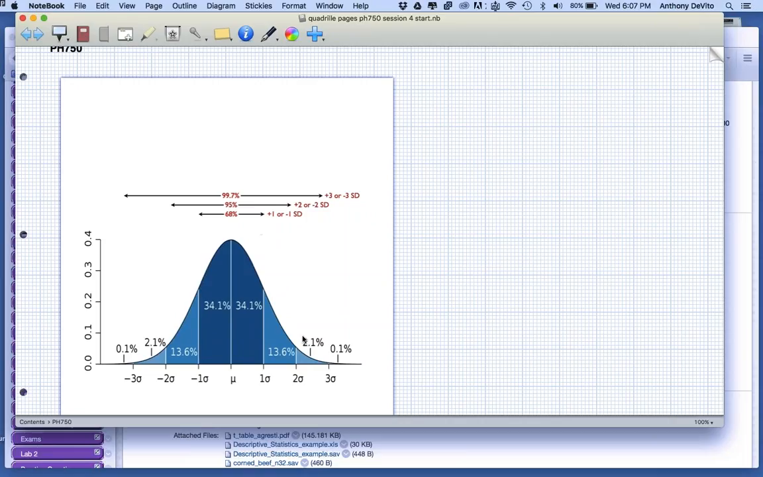Okay, so this is the standard normal distribution. We know about 68% of it is between one standard deviation below the mean and one standard deviation above the mean. We know that 95% of it, approximately, is between two standard deviations below the mean and two above the mean. And almost all of it, 99.7%, is between three standard deviations below and three above.